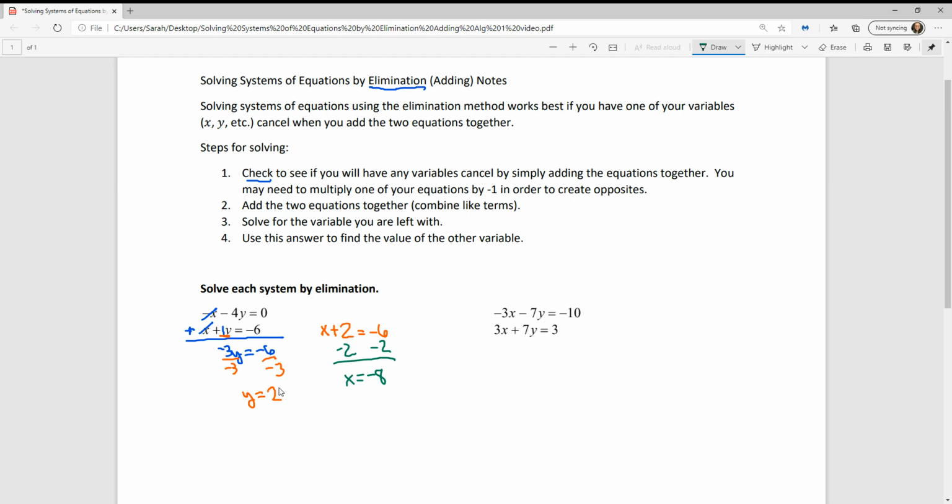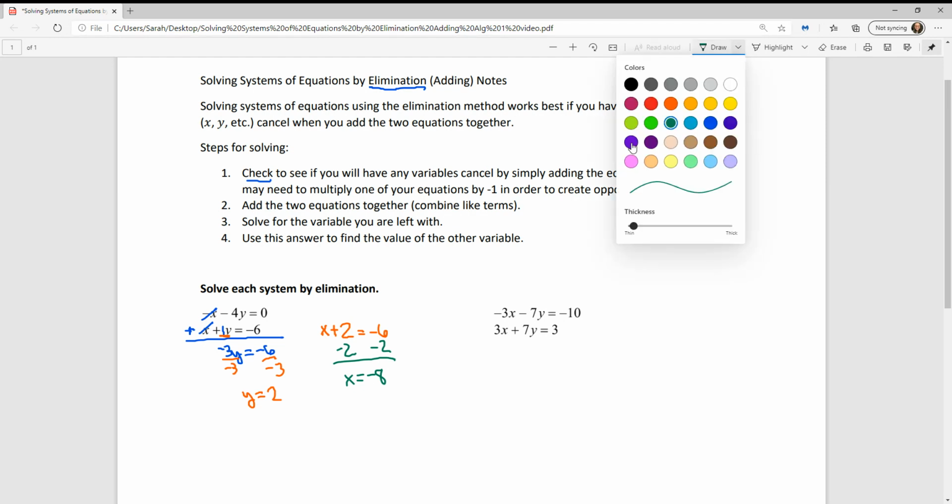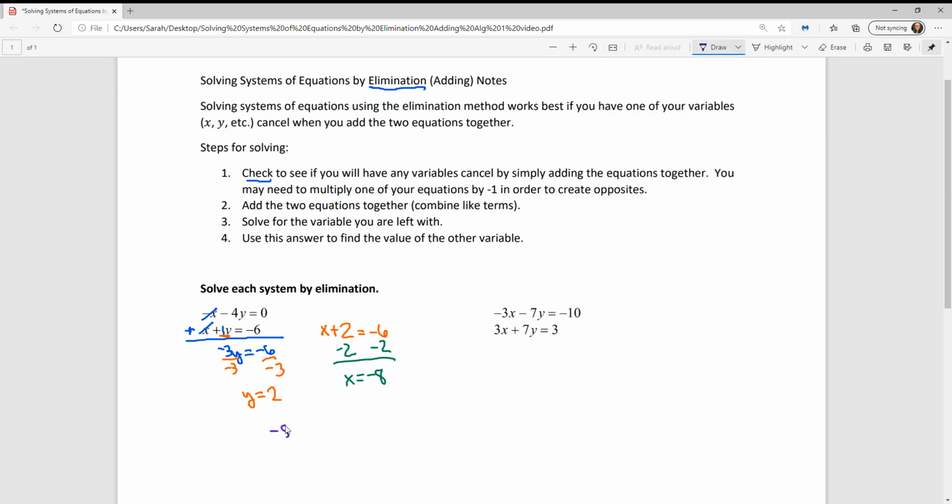I have my number for x. I have my number for y. I'm mostly done. I just need to write my answer as an ordered pair. As always, x comes first, just like in the alphabet, and then y. So since my x number was negative 8 and my y number was 2, my ordered pair is negative 8, 2. And I'm all finished.